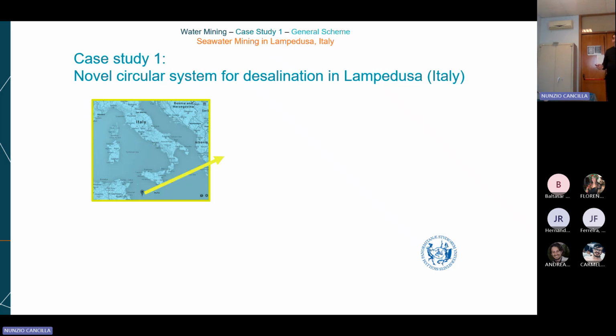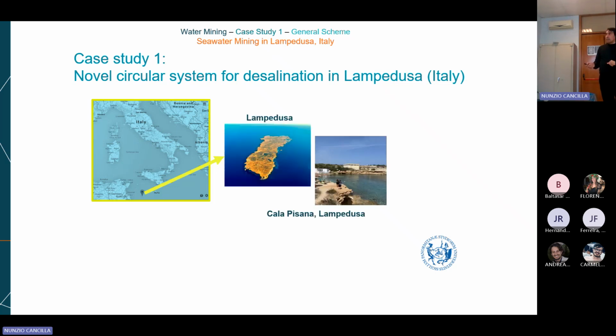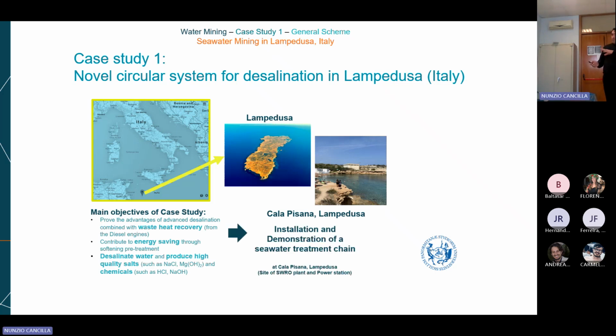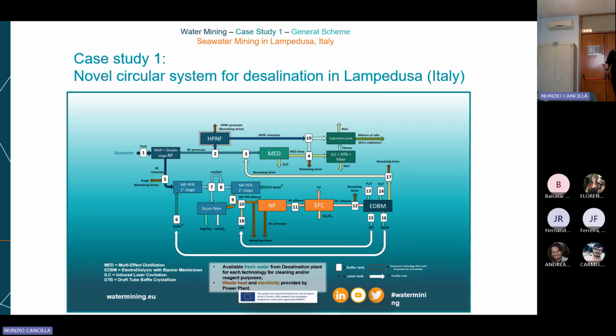This is the so-called case study 1. I believe you are also involved in case study 2. Exactly. And this is with particular reference to the case of the island of Lampedusa, which is somewhere in the heart of the Mediterranean Sea. And the idea is that of having this seawater treatment chain, which I'm not going to describe.